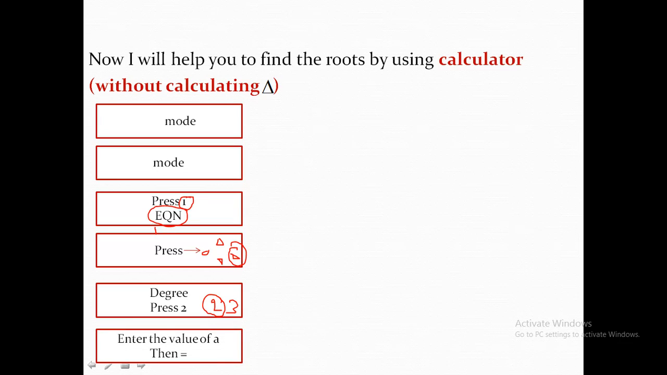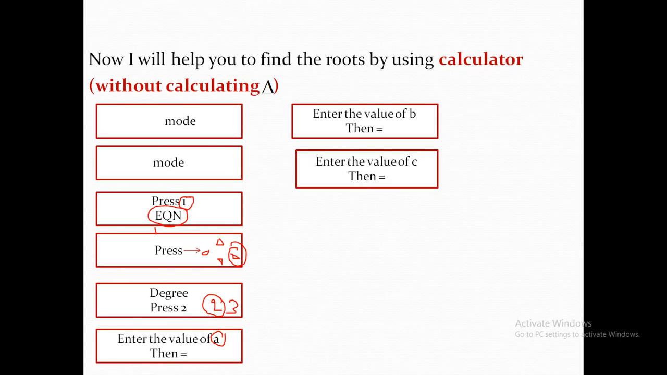Then you will see on the screen the letter A. So you will enter the value of a, which is the coefficient of x squared in the function you have. After entering the value of a, you will press equal. You will see on the screen the letter b. You will enter the value of b, which is the coefficient of x, and press equal. Then you will enter the value of c, which is the constant, then you will press equal. If you don't have b, you will write 0. If you don't have c, you will write 0.